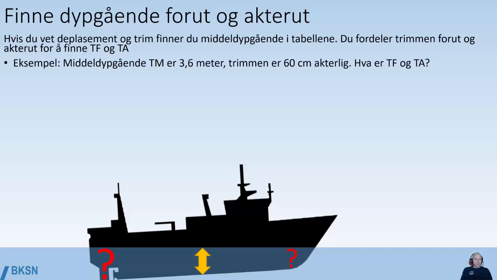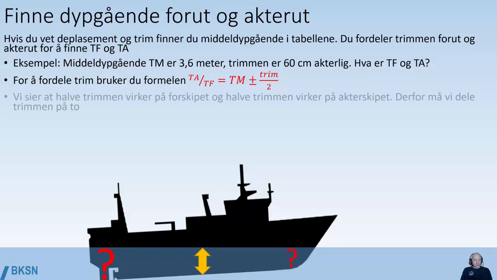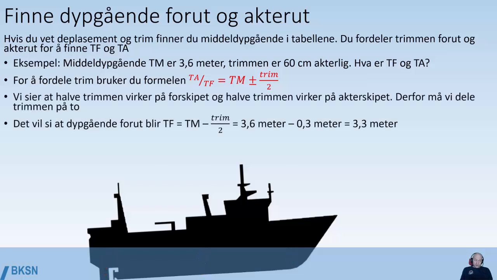In the example, we have a medium draft of 3.6 meters, 60 centimeters of aft trim. What is then the draft forward and the draft aft? In order to distribute the trim, we have to split it in two. And draft aft is draft midships plus or minus half the trim. So we say that half the trim is on the forward part of the ship and half of the trim is on the aft part of the ship. That's why we have to split it in two.